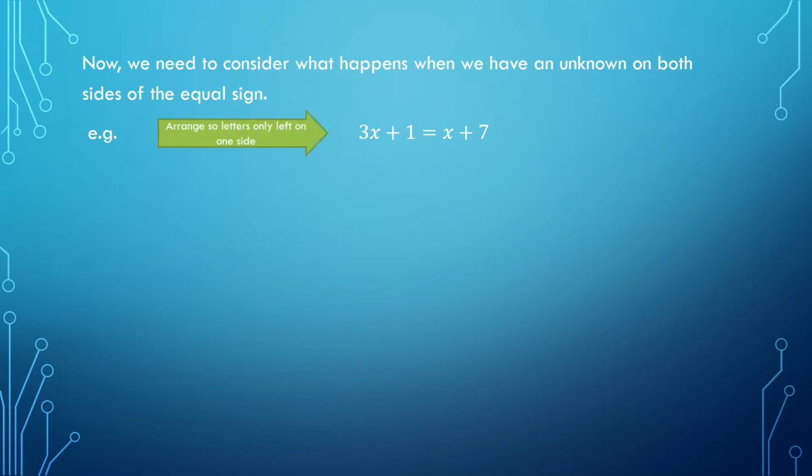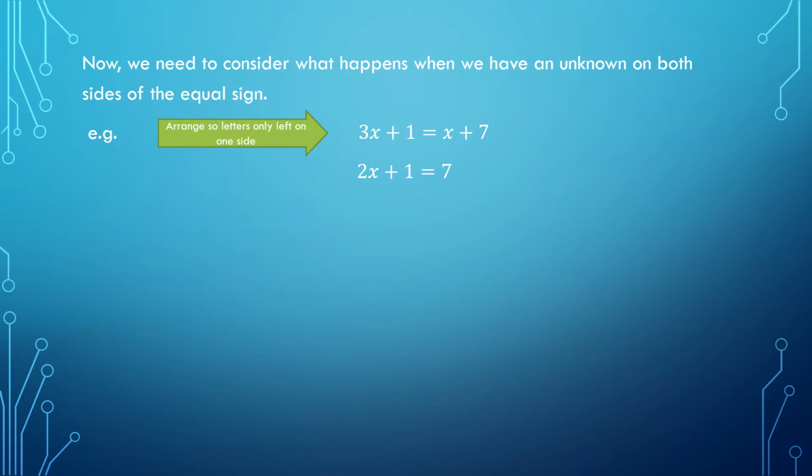So the first thing I want to do is arrange it so that I've only got the letters on one side. We're going to employ the techniques that we've used before so that I can get rid of them from one of the sides. If I have 3 x's on the left and 1x on the right, and I subtract an x from both sides, the one on the right is going to go away, and I'm going to go down to 2x on the left hand side. So I've taken away an x from both sides here. That's going to give me 2x plus 1 equals 7.